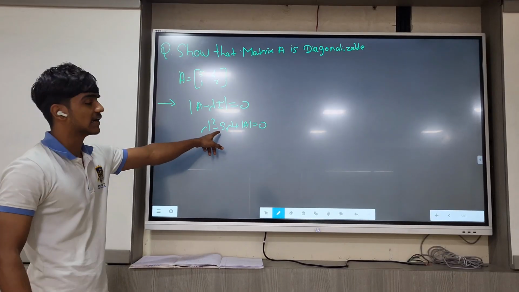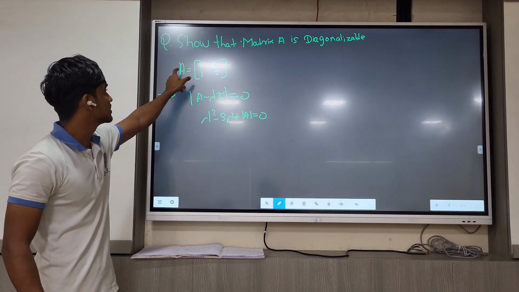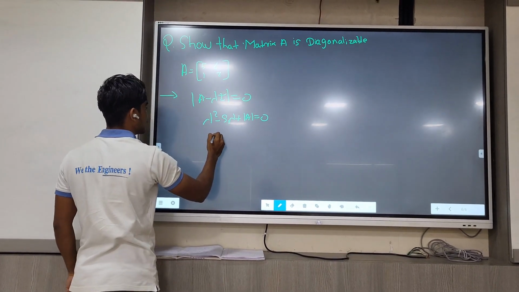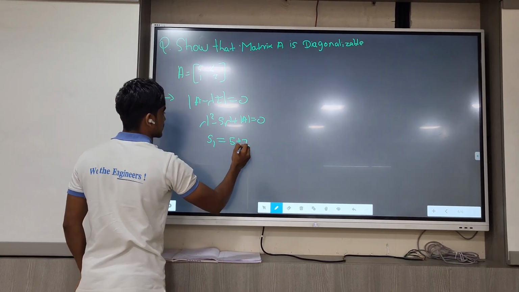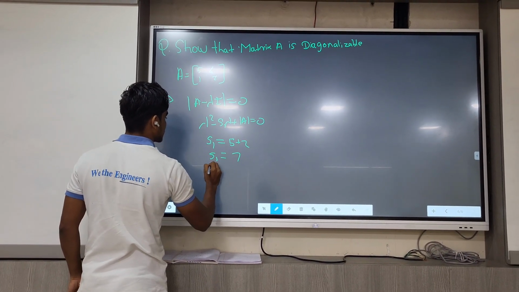So first we find the S1. So how do we find S1? Yes, we find S1 with the sum of diagonal elements. So what are the diagonal elements? Diagonal elements are 5 plus 2. So the sum of this is 5 plus 2 is 7. So S1 is 7.